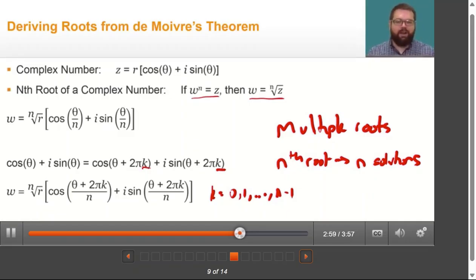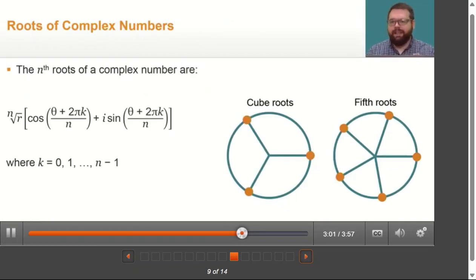Now, to summarize the results. As you have now seen, the nth roots of a complex number are given by this equation. The value of k ranges from 0 to n minus 1, producing a total of n roots. Any two consecutive roots have arguments that differ by 2 pi divided by n. Thus, the n roots will be equally spaced around the circumference of a circle centered at the pole.